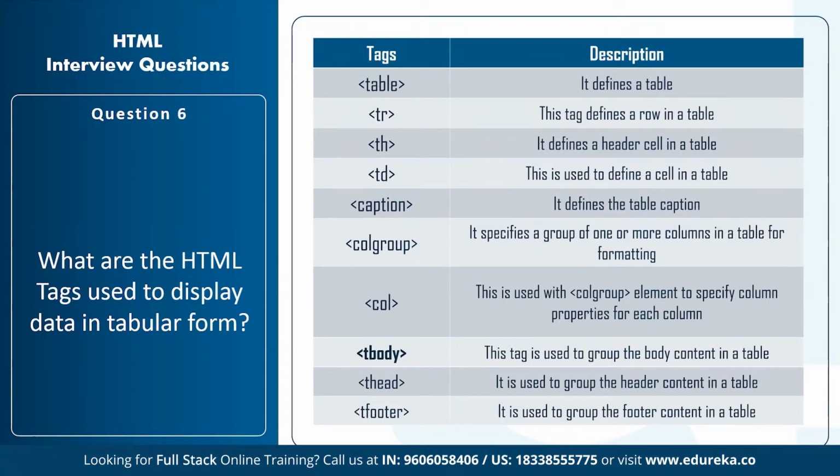Next we have the tbody tag. This tag is used to group the body content in a table. And then we have the thead, which is used to group the header content in a table. And finally we have the tfoot tag. This tag is used to group the footer content in a table. So these are some of the most common tags that we use while creating a table in HTML or while inserting any elements inside a table.